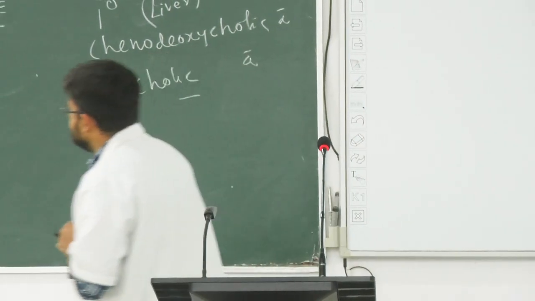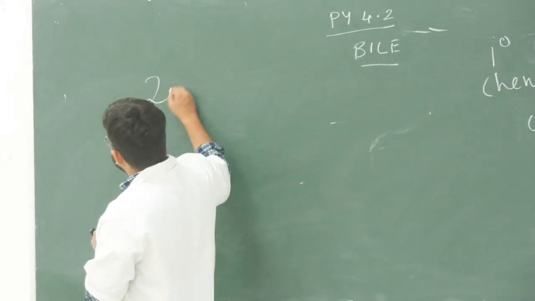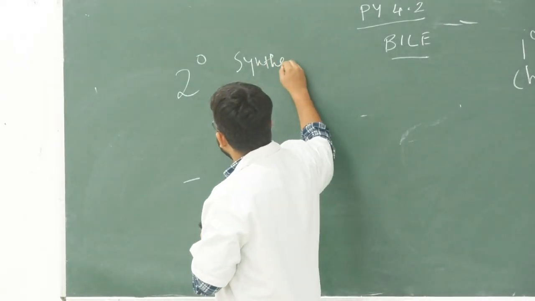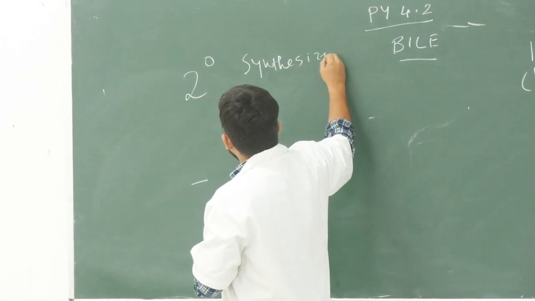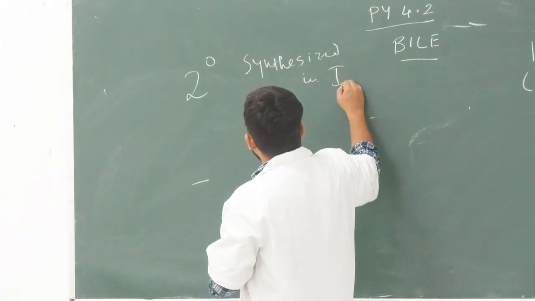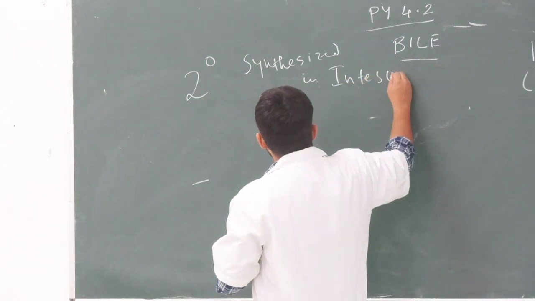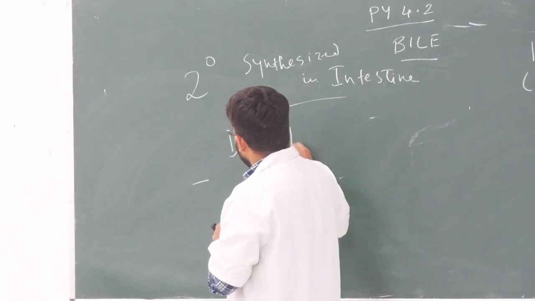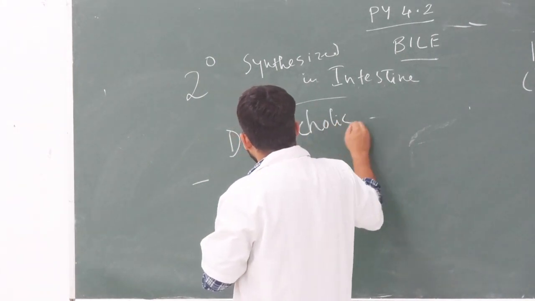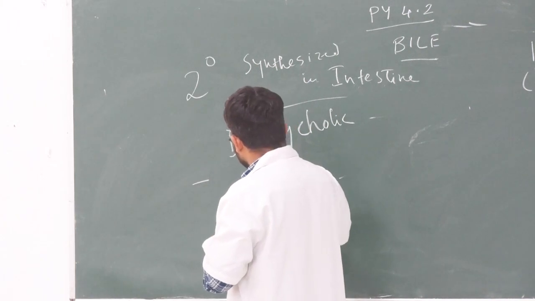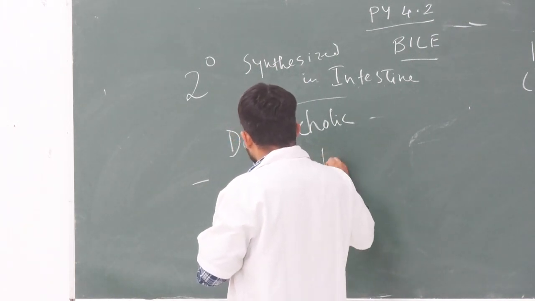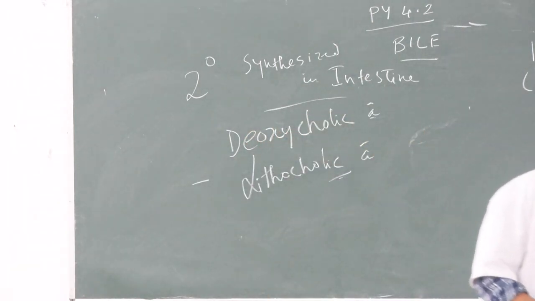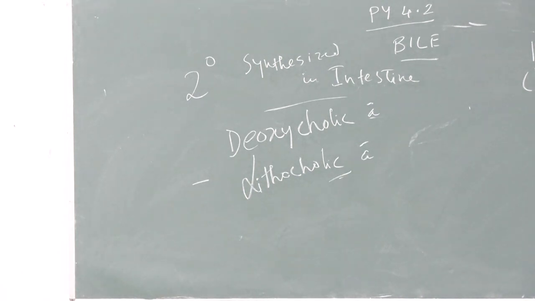Secondary bile acids are synthesized in the intestine. Who are they? Deoxycholic acid and lithocholic acid. So these are important MCQs. Secondary bile acids, synthesized in the intestine.